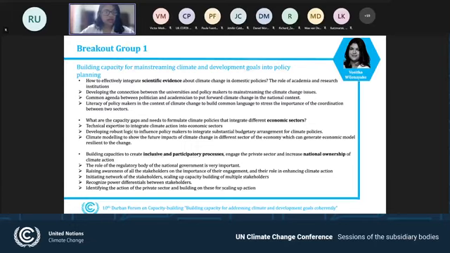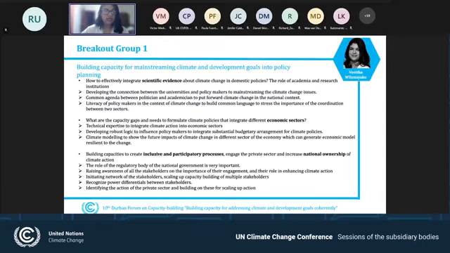That was also made as part of this question. Going to question 2, the capacity gaps in integrating climate change or climate policies into economic sectors.